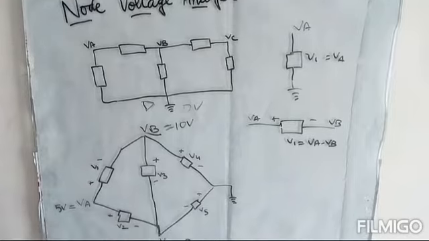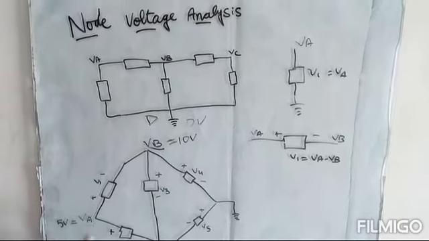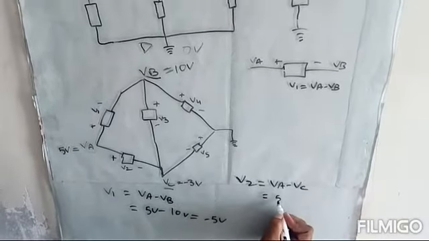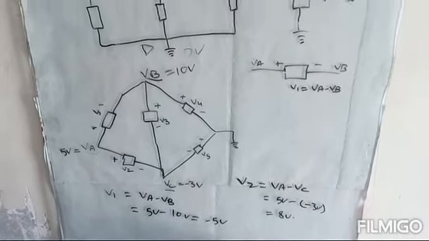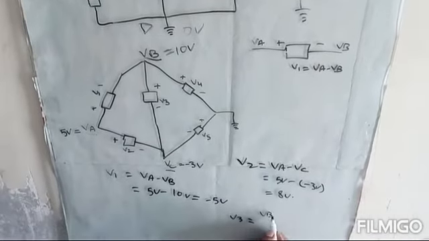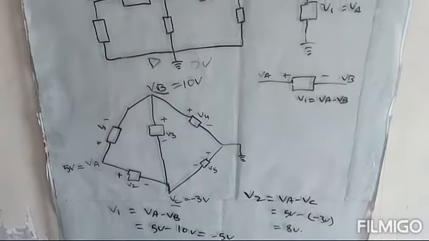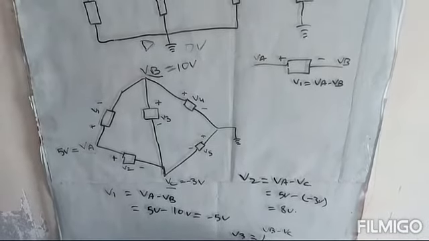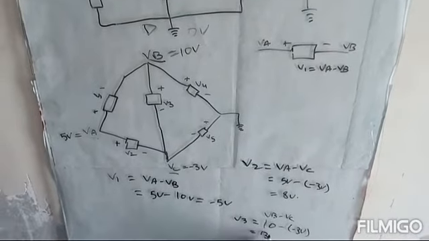Now we will find V2. V2 will be equal to, this is plus sign, so VA minus VC. 5 volts minus 3 volts, it will become 8 volts. Similarly, V3 is equal to VB minus VC. VB is equal to 10 volts minus 3 volts, it will become 13 volts.